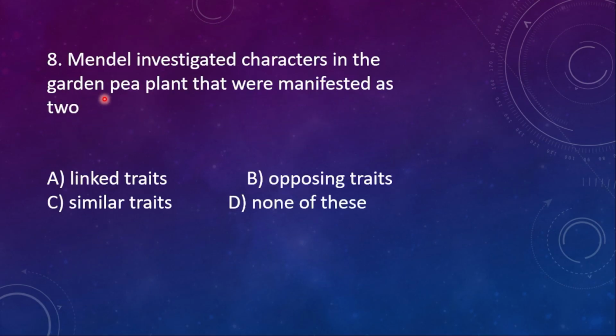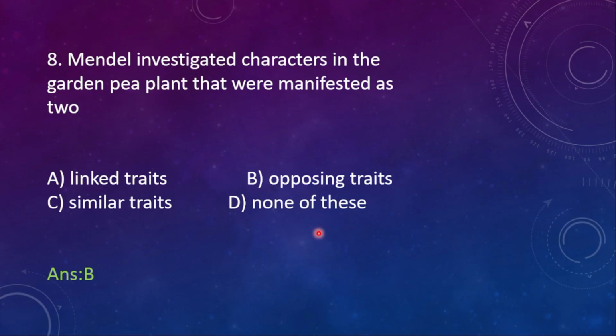8th one. Mendel investigated characters in the garden pea plant that were manifested as two. Here, A. link trait, B. opposing traits, C. similar traits, and D. none of this. Here the right option is option B, opposing traits.